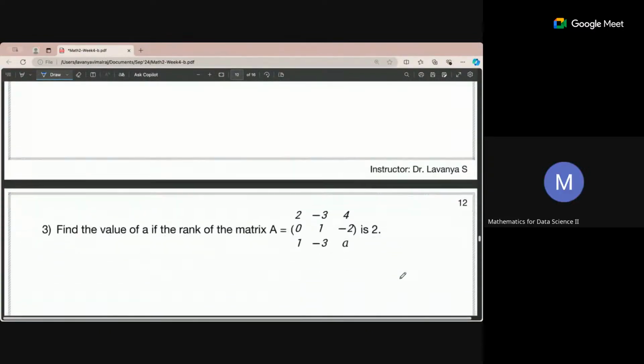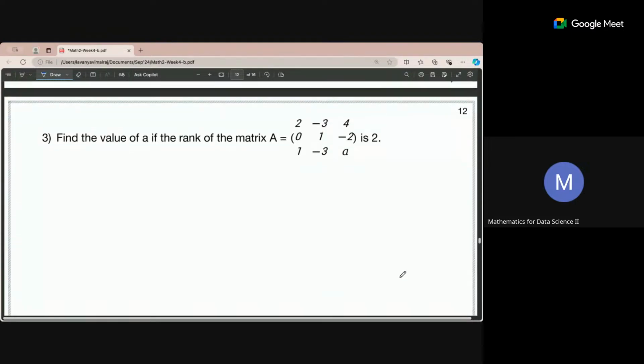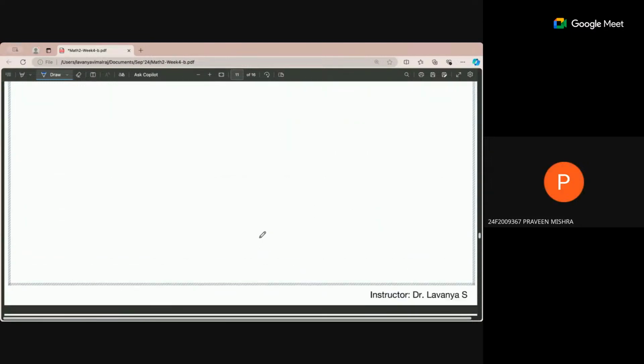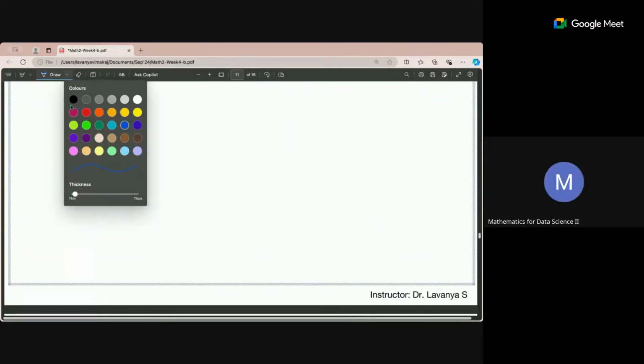Okay, so here is the problem. Find the value of a if the rank of the matrix is 2. So if the rank of the matrix is 2, what are the facts the rank of a matrix can tell? First of all, row 3 will be 0.